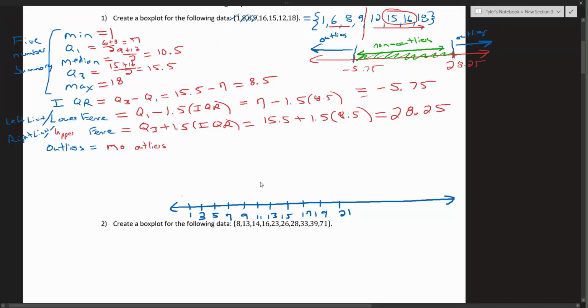So let's draw a line where the median is, which is 10.5. So it's going to be roughly here. And then draw a line where Q1 is, which is 7. And then draw a line where Q3 is, which is 15.5, so roughly here. And then we can construct our box.